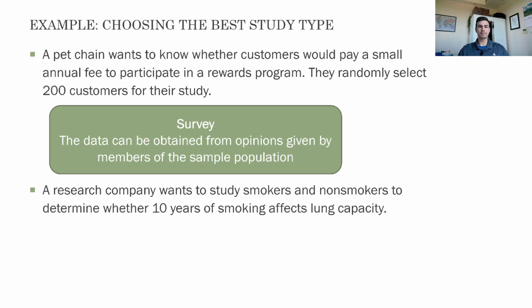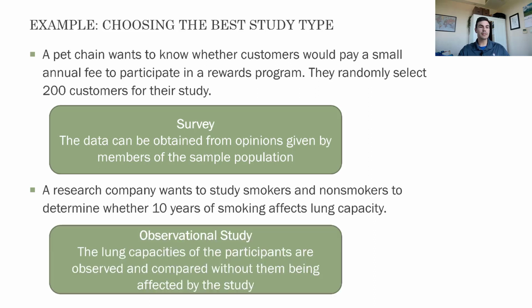Okay, a research company wants to study smokers and non-smokers to determine whether 10 years of smoking affects lung capacity. So again, here we would go find 50 smokers, 50 people who don't smoke, and you're going to say, just go about your lives. Don't do anything different. If you want to smoke, smoke. If you don't want to smoke, don't smoke. And then at the end, we're going to measure your lung capacity. So these people aren't actually being affected by this study, right? They're not having to take a pill or do anything different. They're just going about their lives, which means this is an observational study.